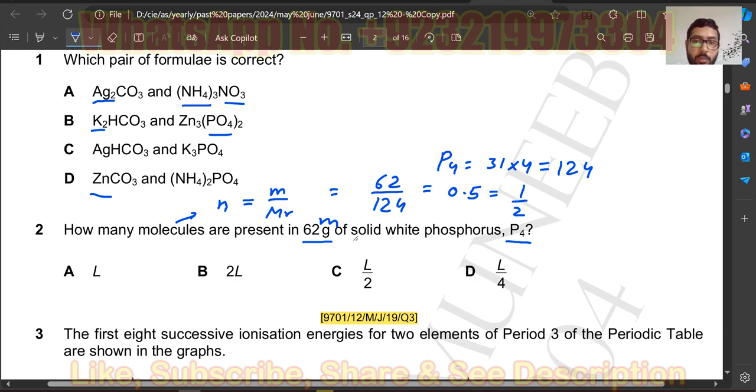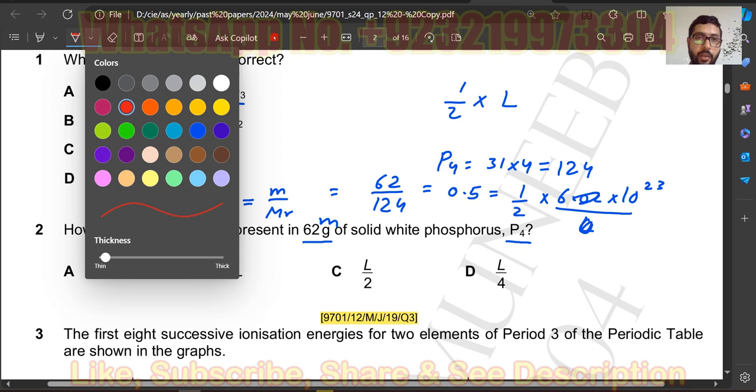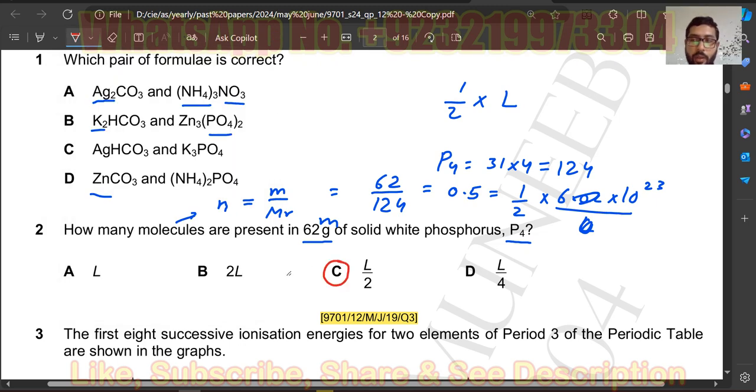So if the moles is 1 over 2, then that mole must be multiplied by the Avogadro's number of particles, which is 6.02 into 10 raised to the power 23. And in the literature, this number is represented by capital L. So that's why they have put the letter L in all the options. Now, since we have got 1 over 2, it means 1 over 2 multiplied by L. I will write 1 over 2 multiplied by L. It will give me the equation of C. So that's the right answer. Equation C is the right answer.